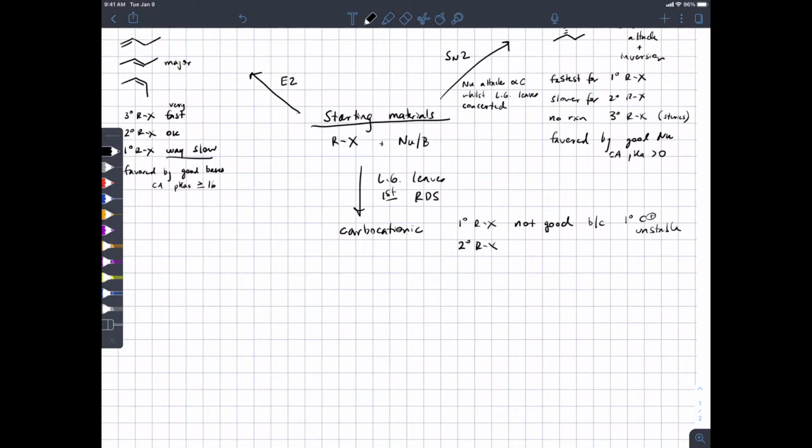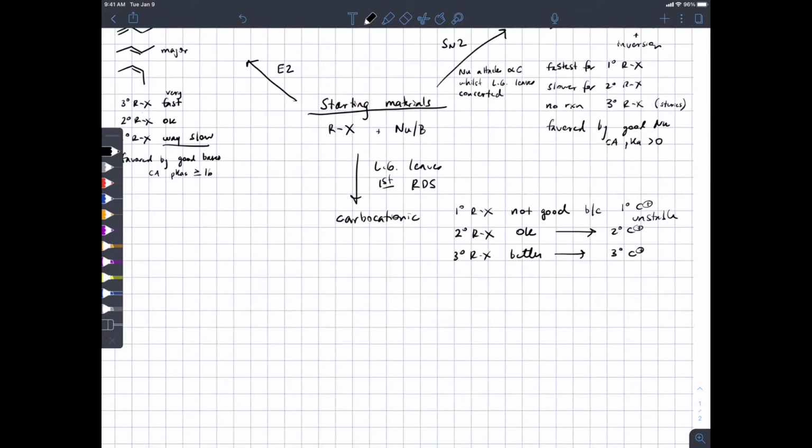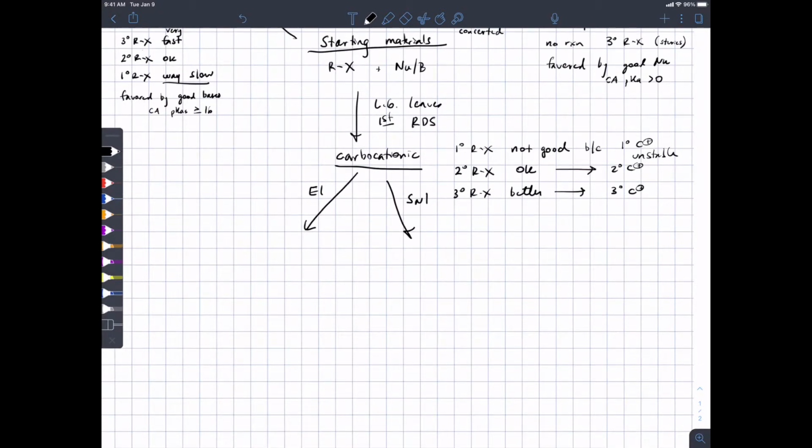It's okay for secondary alkyl halides leading to secondary carbocations, and it's better for tertiary alkyl halides leading to tertiary carbocations, but still not fantastic. It's still uphill in energy. But once you get to that carbocationic intermediate, you've got perpetual and inevitable competition between SN1 and E1.